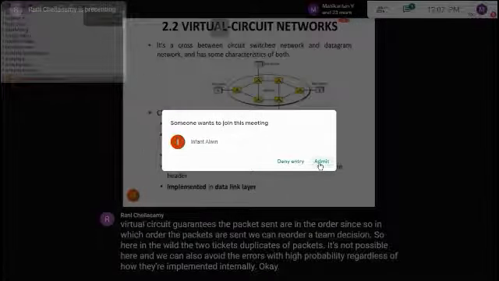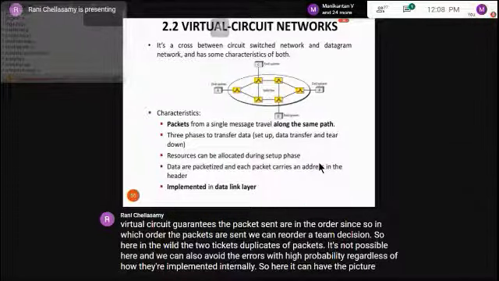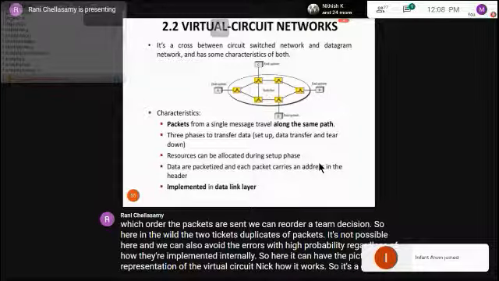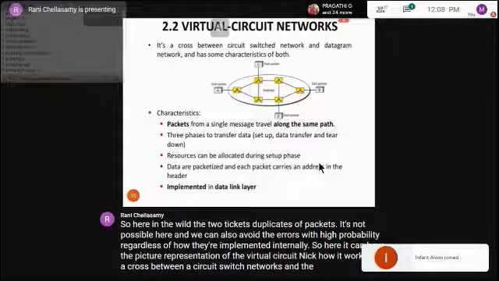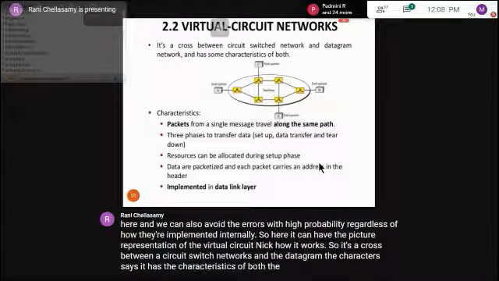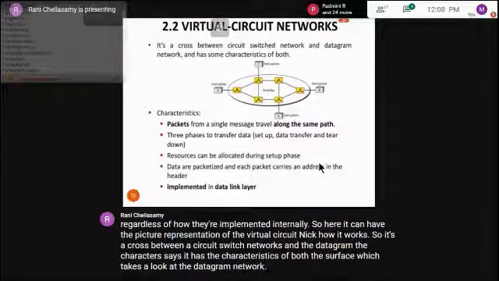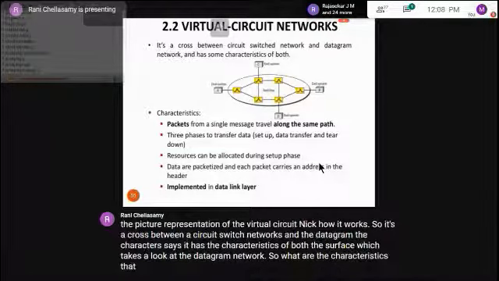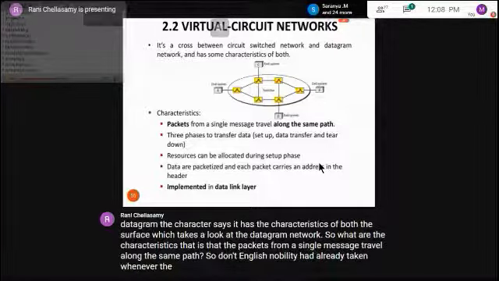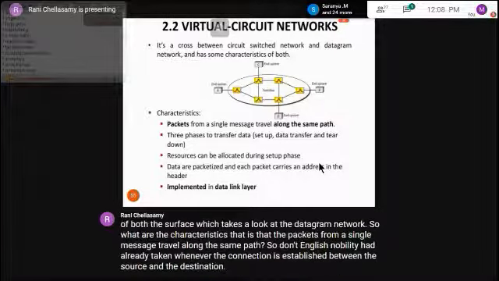Okay. So here you can have the pictorial representation of the virtual circuit network, how it works. So it's a cross between a circuit switched network and the datagram approach. It has the characteristics of both the circuit switched network and the datagram network. So what are the characteristics? That is that the packets from a single message travel along the same path. Okay, so routing decision will be already taken whenever the connection is established between the source and the destination. So there won't be any delay of transmitting the data.